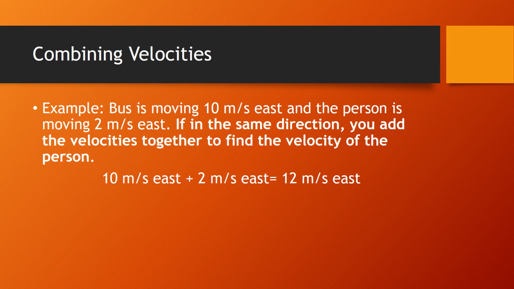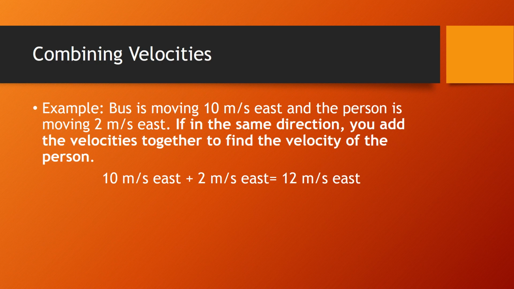So if they're moving in the same direction, you have to add the velocities together to find the velocity of the person. You add the velocity of object 1 and the velocity of object 2 to get the resultant velocity. So in this case, we have 10 meters per second east plus 2 meters per second east, and that gives us a total of 12 meters per second east. That means that person's resultant velocity is 12 meters per second east because they themselves are walking 2 meters per second, and the bus is also carrying them at 10 meters per second. So you combine those to get the resultant velocity of that person.